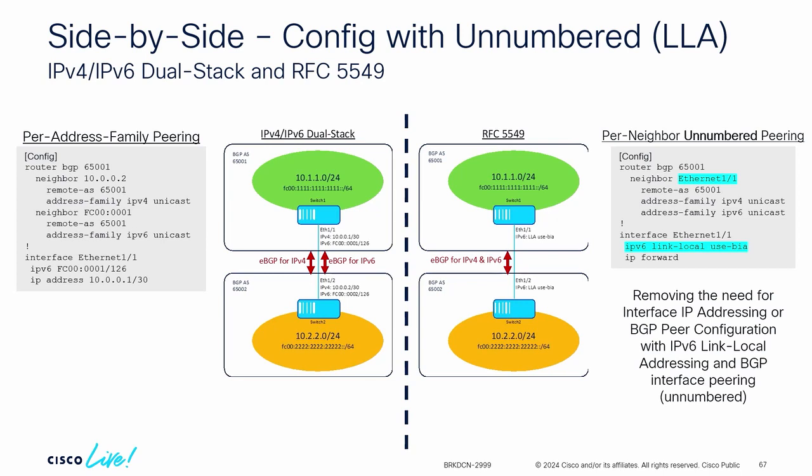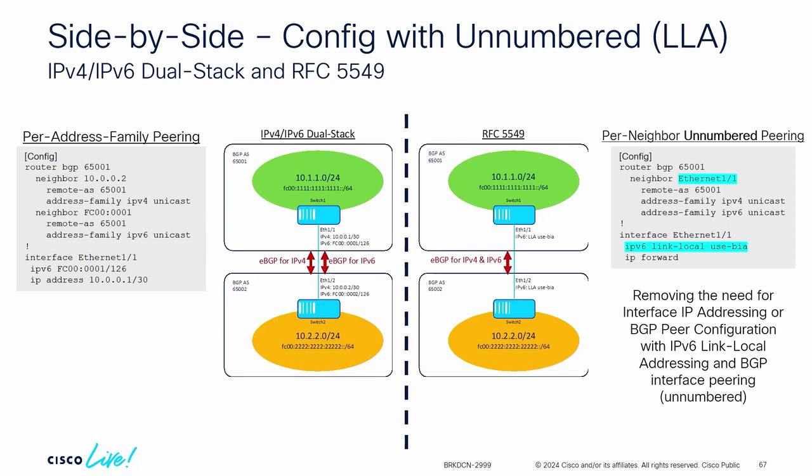So what I do at the interface level is say IPv6 link local use BIA, burned-in address. And from a neighbor perspective, I don't need to know what your address is. I just say you are my neighbor, out of Ethernet 1.1. And by the way, we can do that also for a range of different interfaces, right? That means I become a neighbor using the link local address with the device that is connected on the other side of the link, right?